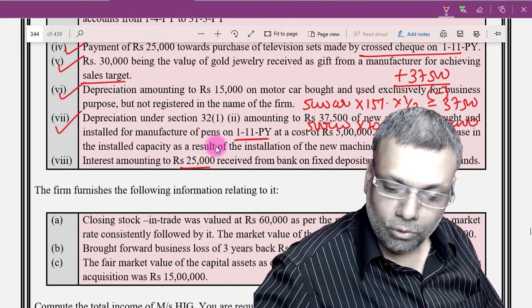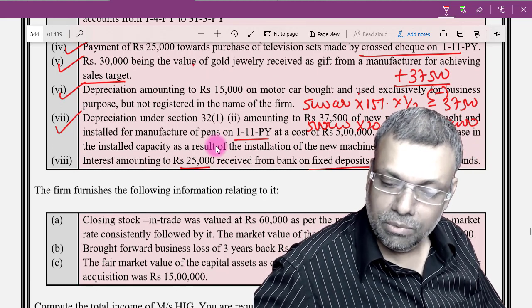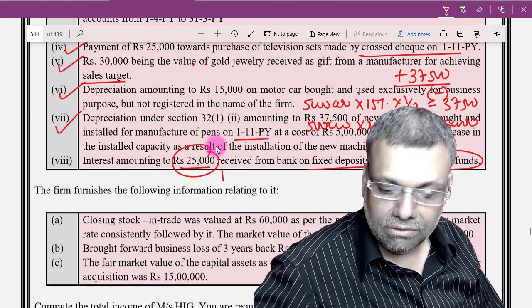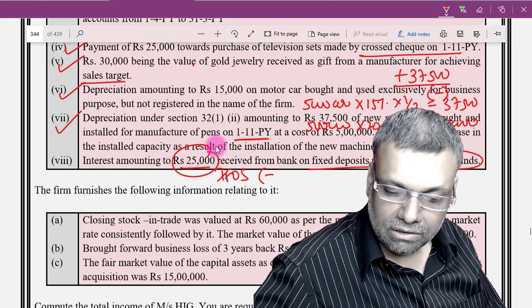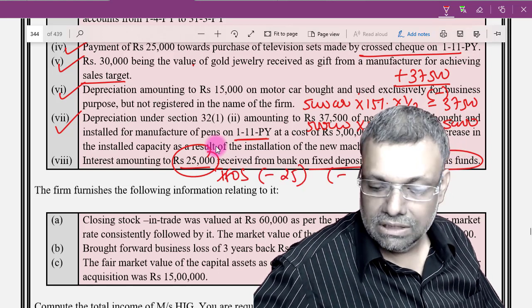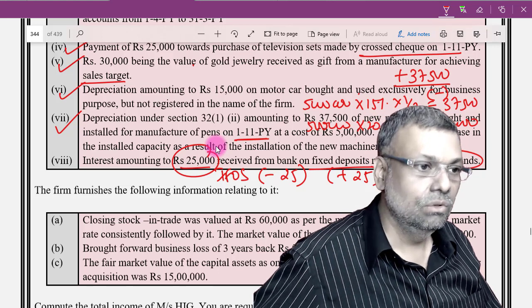Now interest amounting to 25,000 received from bank on a fixed deposit out of the surplus funds. So this will be an IFOS income. So minus 25,000 from business income and add 25,000 to IFOS.